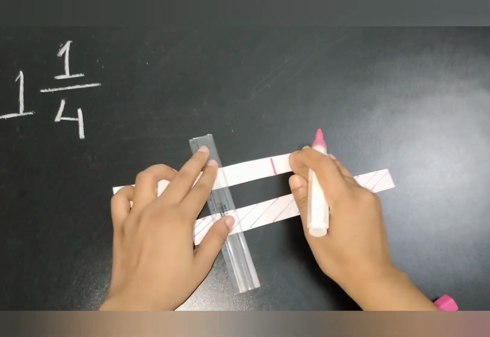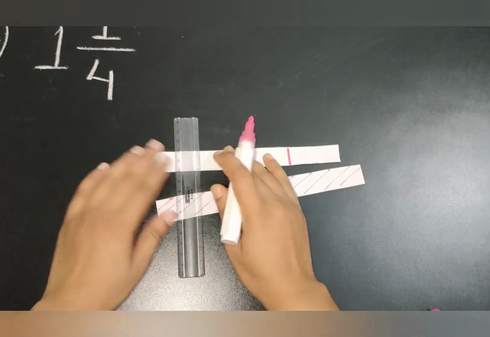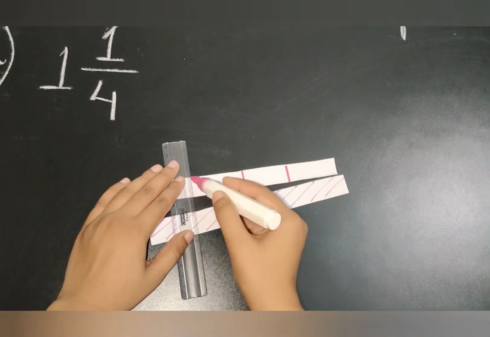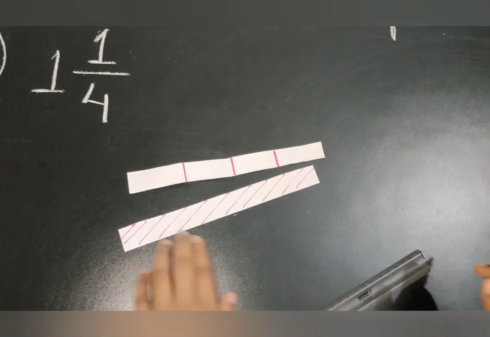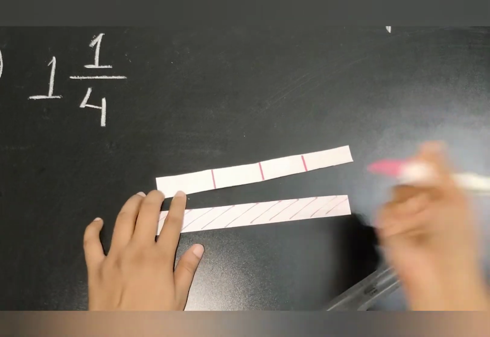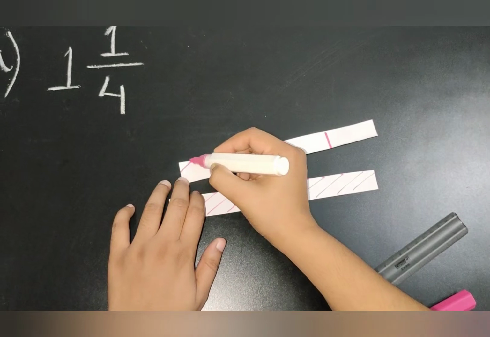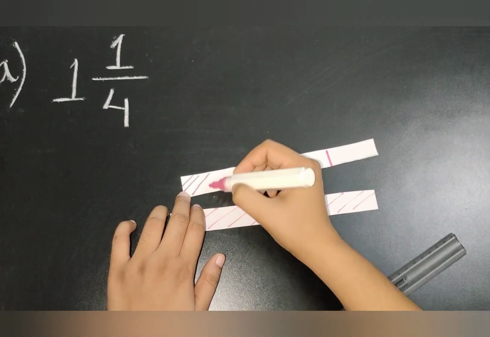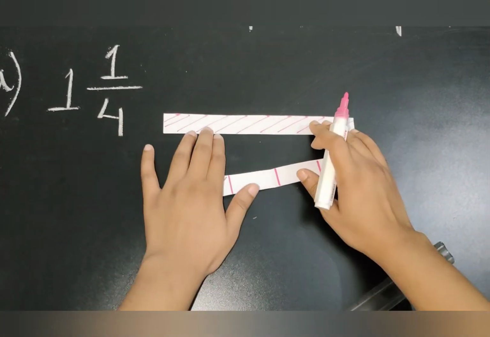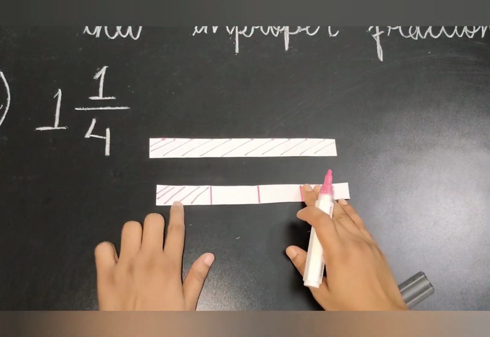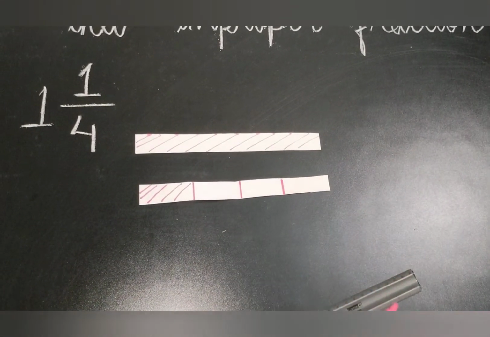1, 2, 3, and lastly 4. So this is suggesting you to shade one part out of 4. Now I am going to shade one part out of 4. So this is our 1/4 and this is our one whole number, and one is the shaded part out of 4. So what is the improper fraction of it?